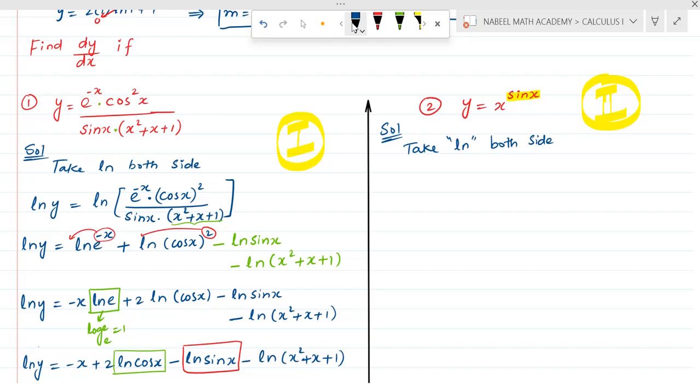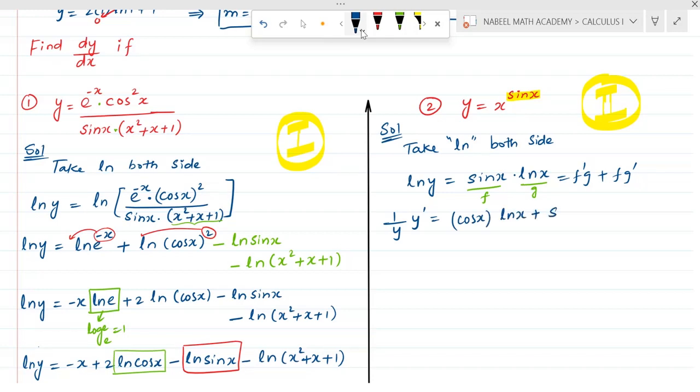So ln y is equal to, if you take the ln, the sine comes down here, and then ln x. Now differentiate easily. 1 over y times y prime. So here you will have what? This is a product rule. It's a product rule: this is f, this is g. So what is the derivative here? f g is f prime g plus f g prime. So you will get here the first one, cosine x ln x, plus sine x times 1 over x.